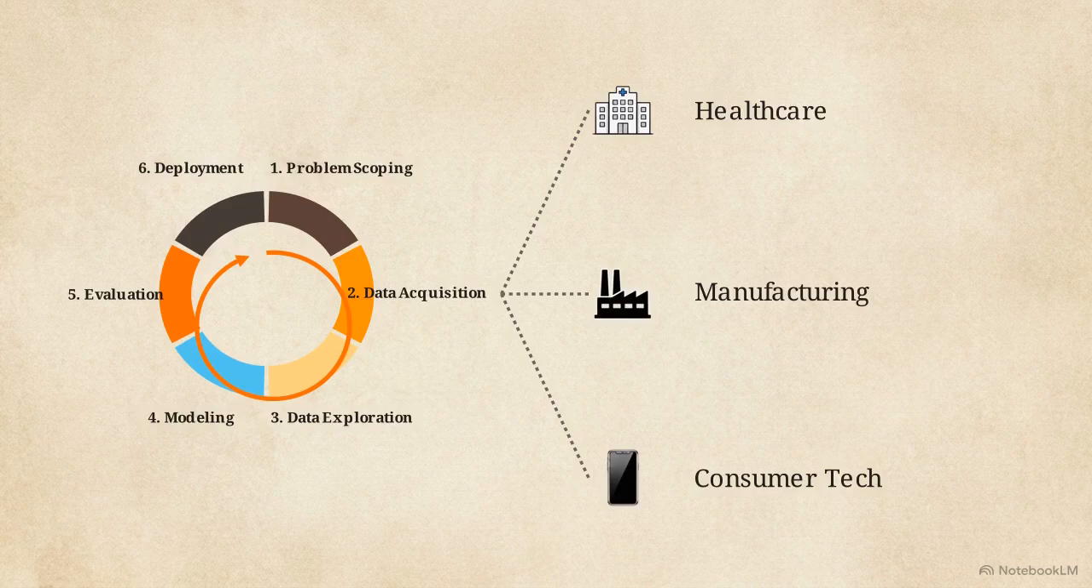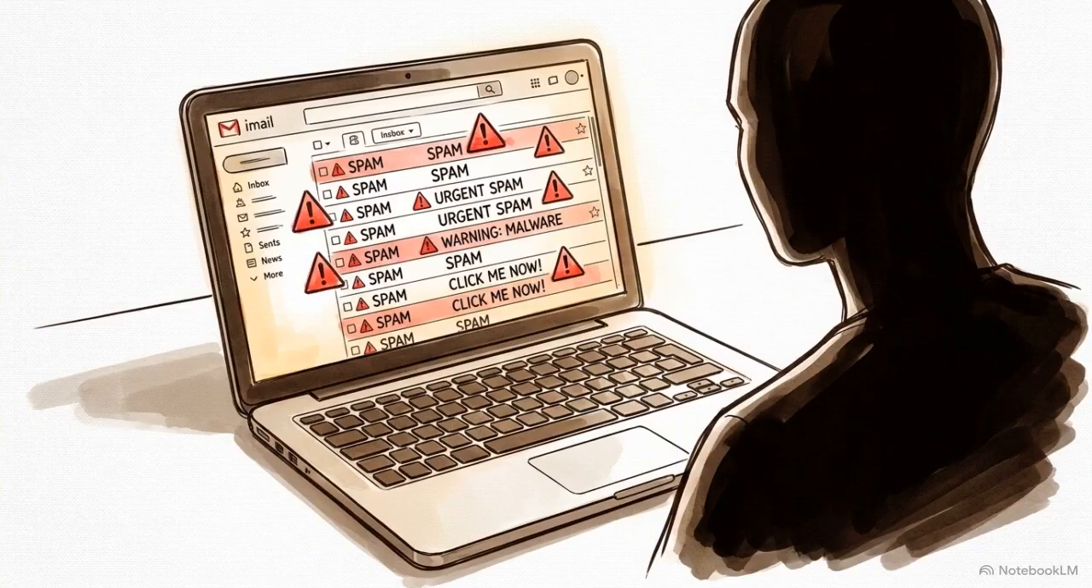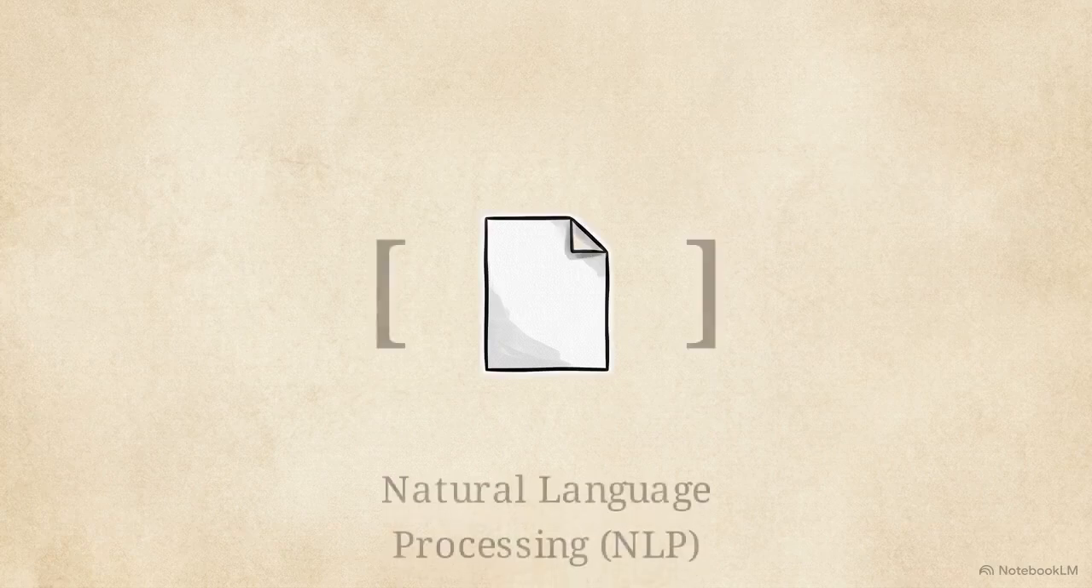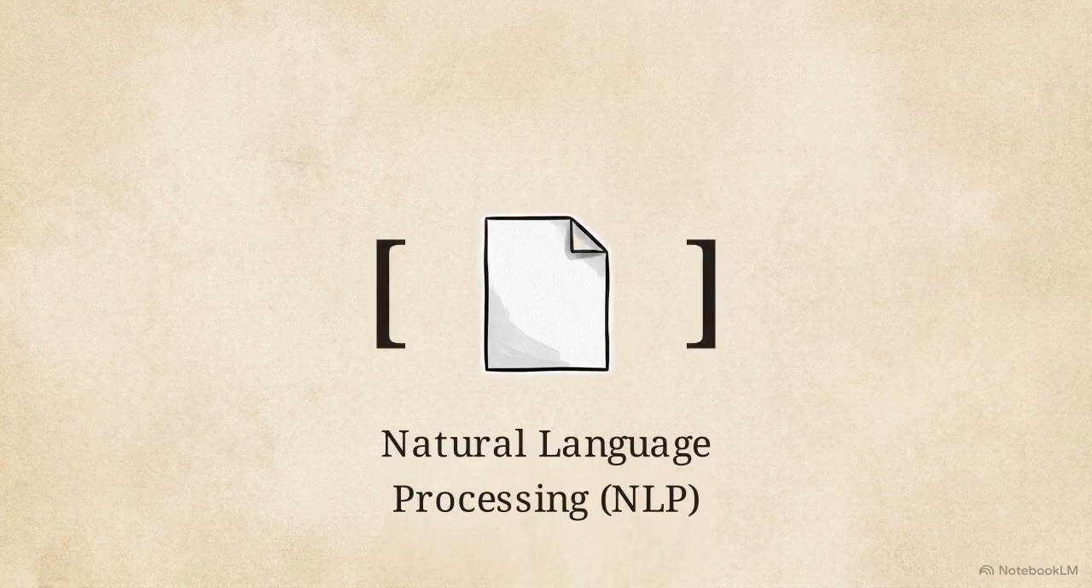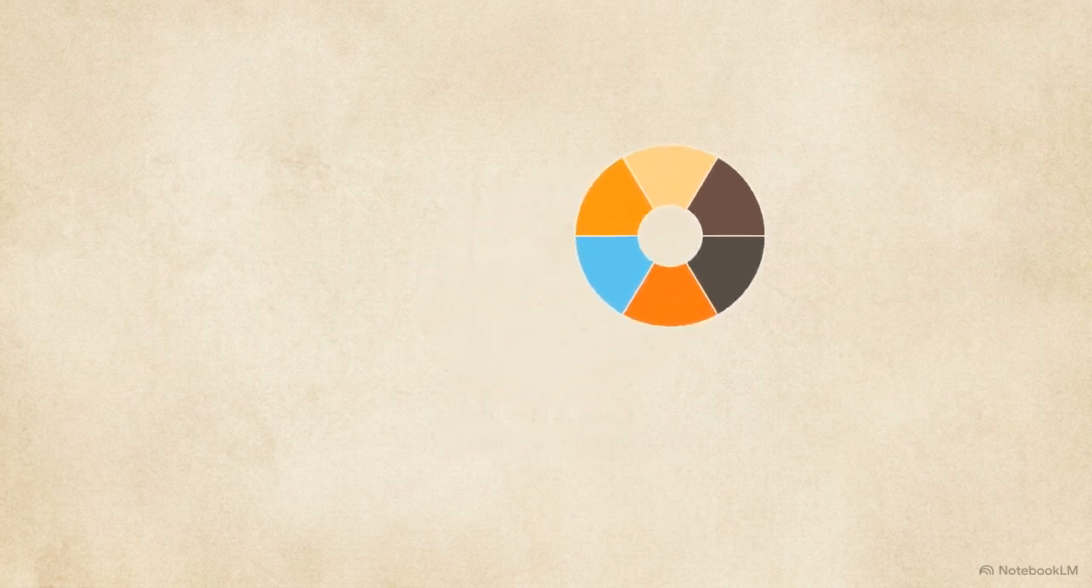This framework applies to entirely different industries. Consider the process of building an automated email spam filter. The data type shifts from drone imagery to written text, which means our chosen AI domain must switch to natural language processing to read and decipher human language. The cycle remains exactly the same.